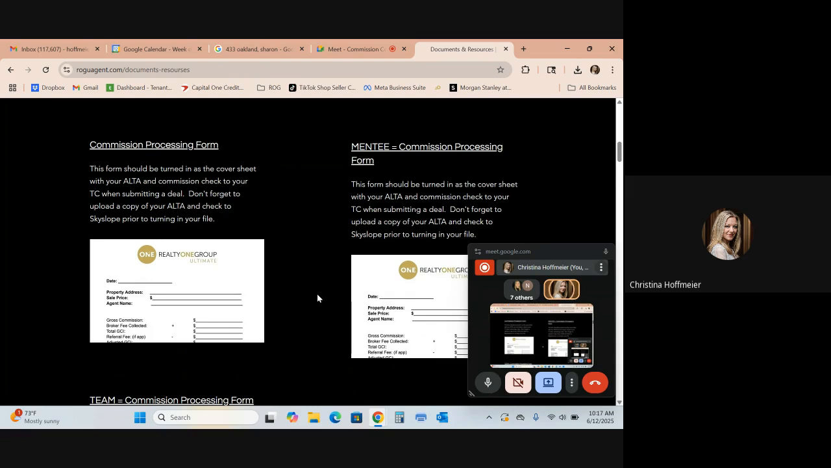So we do have these forms just to make sure that we're continuing to provide speedy paychecks to everybody, because we like to get those out as soon as possible. This is just a speed thing to get those out quickly. First, we're going to go over the general commission processing form. This is the one you will use the most often. It is the most common situation. So I will go ahead and open that.